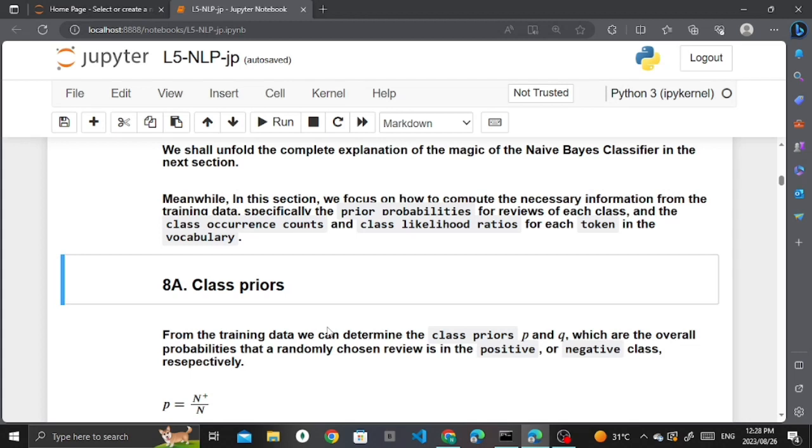So what are class priors actually? Class priors refer to the likelihood or probability of each category or class occurring in a dataset before considering any specific features or attributes of the data.